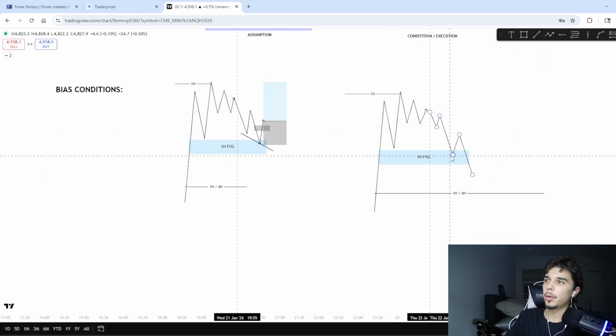So we can do one of two things here depending on what price is doing. Let me just move this over real quick because it'll look a little bit better.